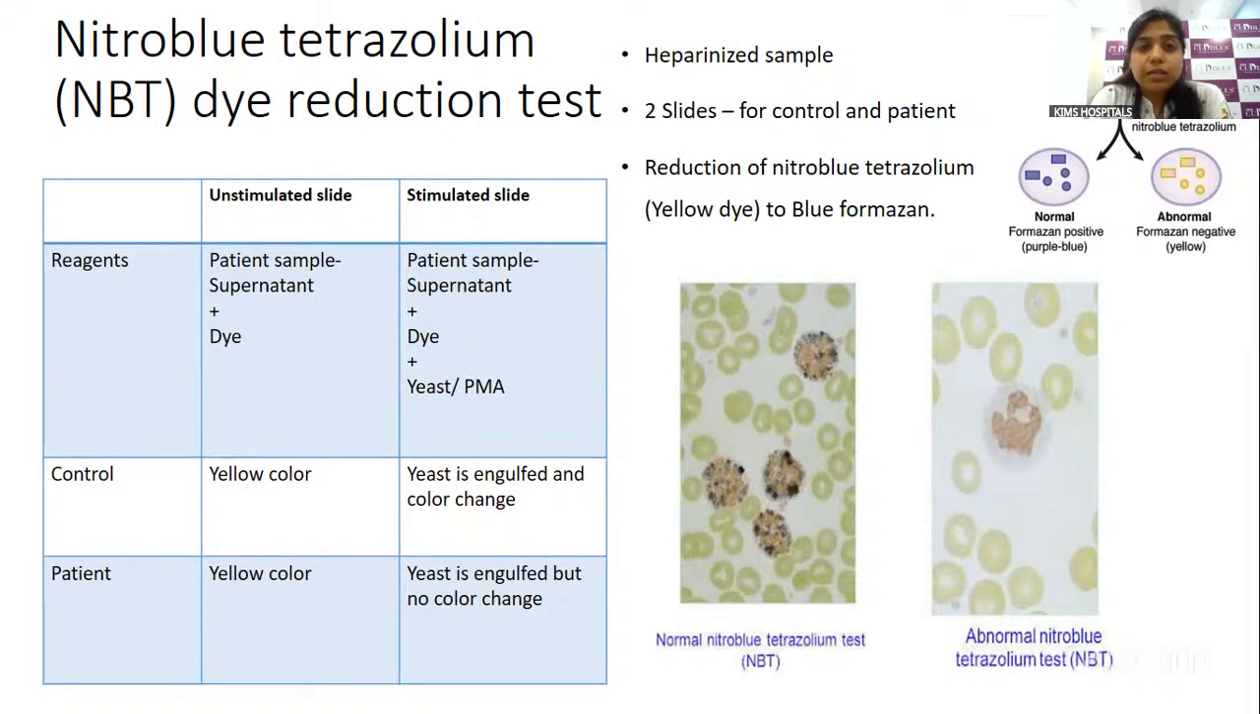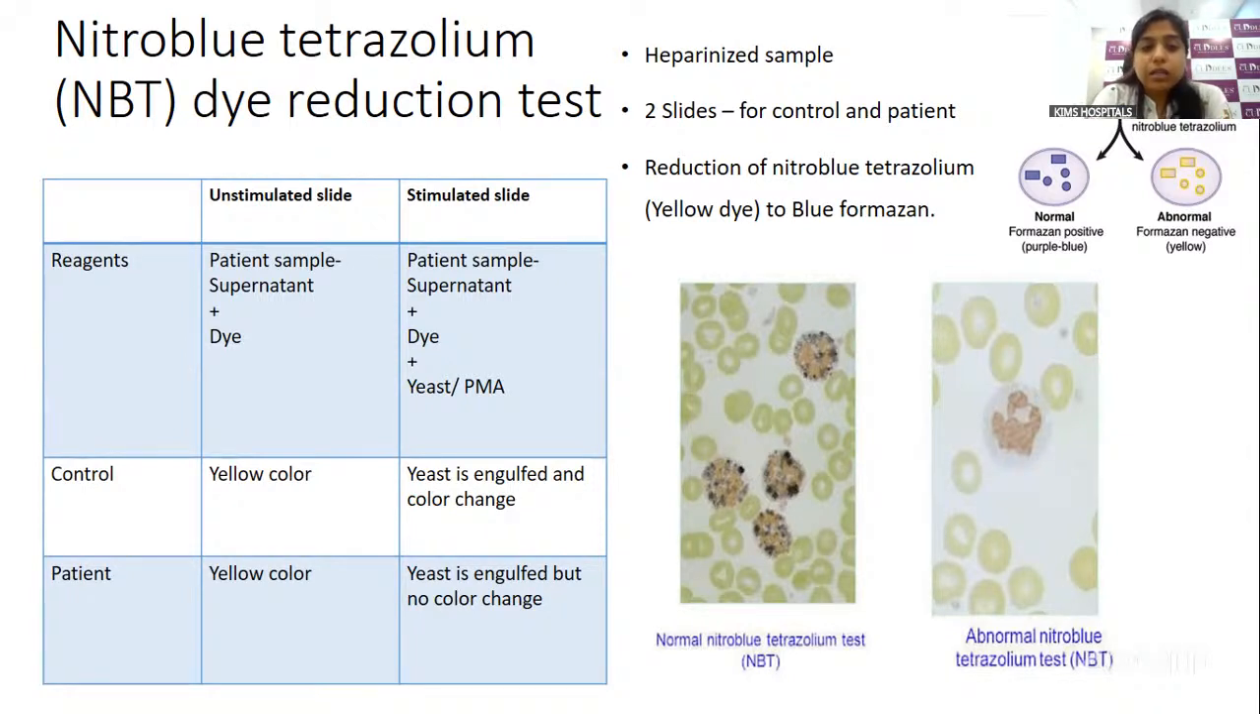For CGD, we do two important tests. One is a nitroblue tetrazolium test and the other is a dihydrorhodamine test. The nitroblue tetrazolium test can be done in any place that has a microscope. All we need is two slides, one for a patient and one for a control sample, and we need a dye and a stimulant, which can be yeast or PMA.